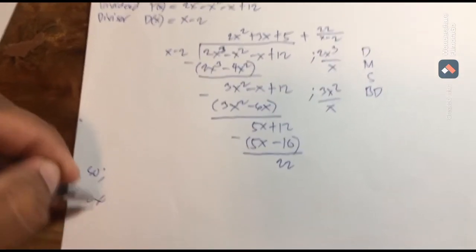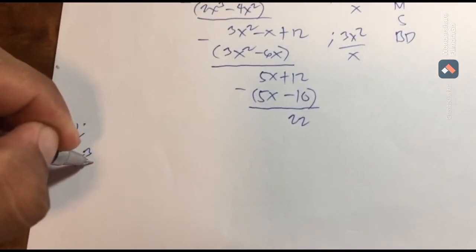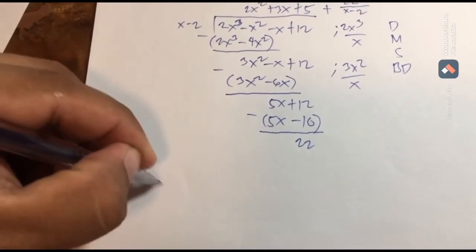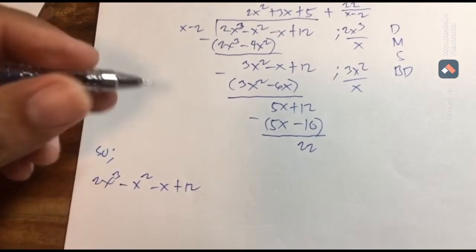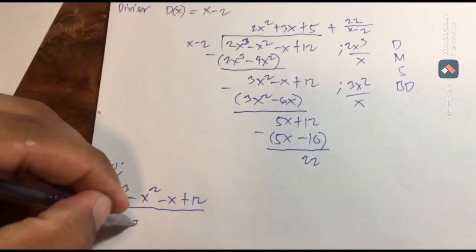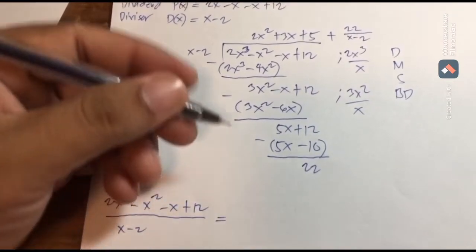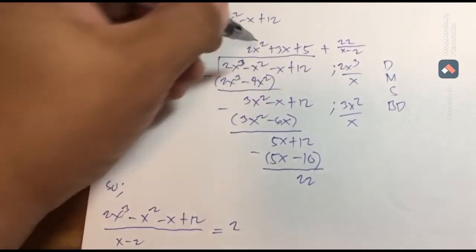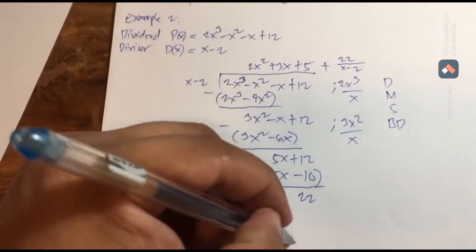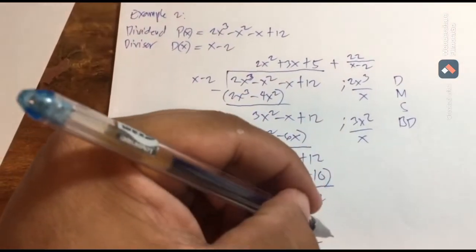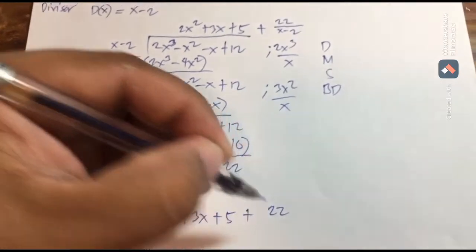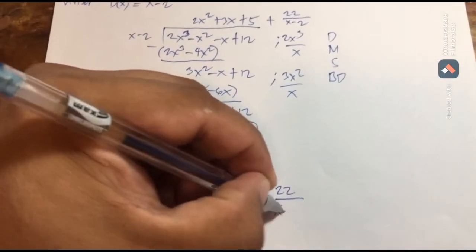So 2x cubed minus x squared minus x plus 12 all over, or divided by, x minus 2 is equal to this quotient, 2x squared plus 3x plus 5. This is our quotient, plus, of course, our remainder, 22 over x minus 2.